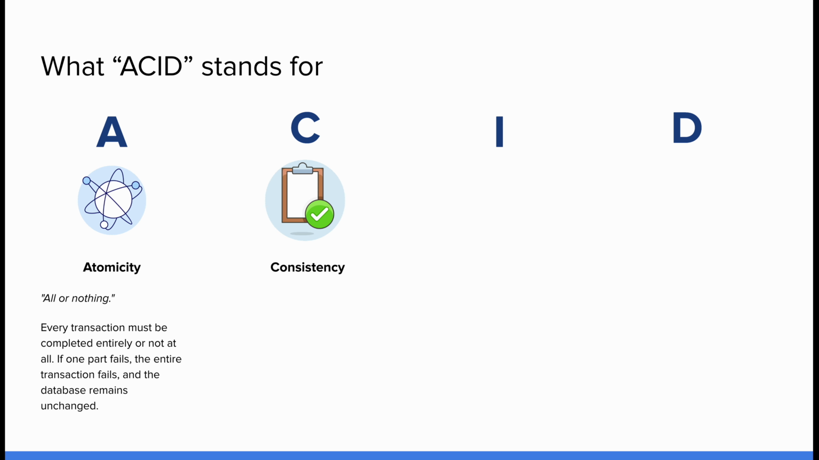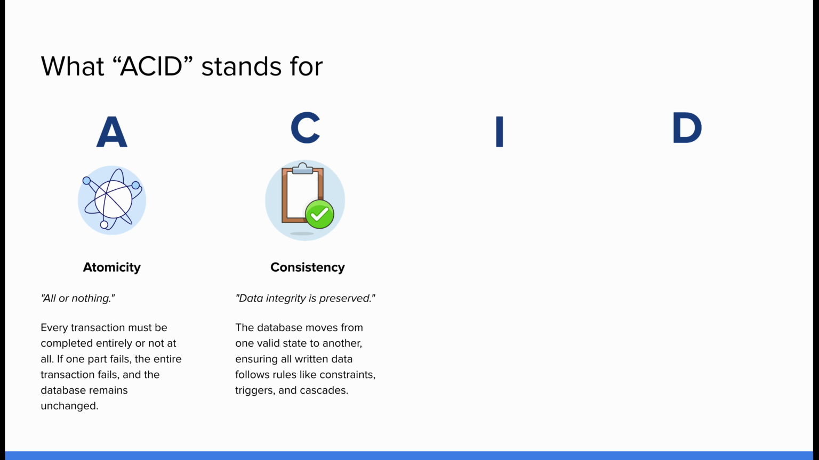C is for consistency. Consistency ensures that data integrity is preserved. Every transaction moves the database from one valid state to another. This property guarantees that any data written follows all defined rules, such as constraints, triggers, and cascades, maintaining data integrity throughout the process.